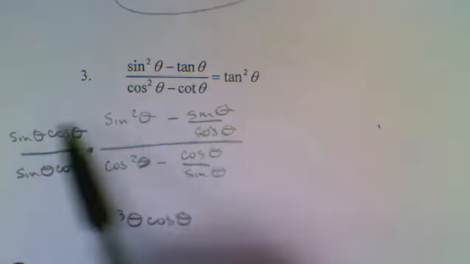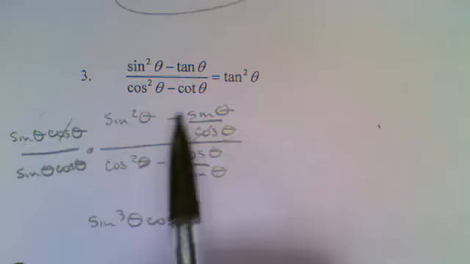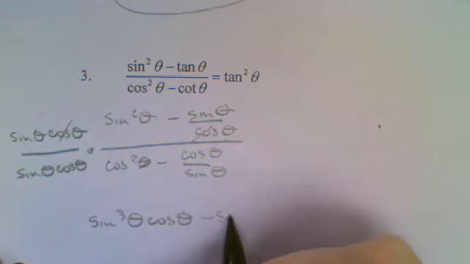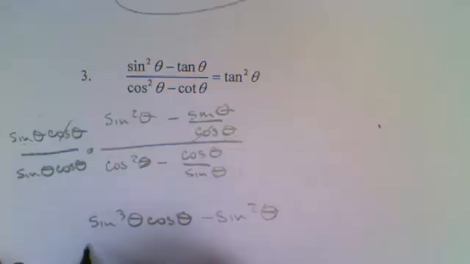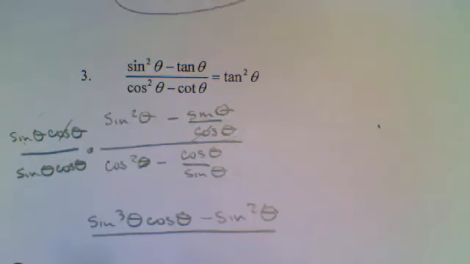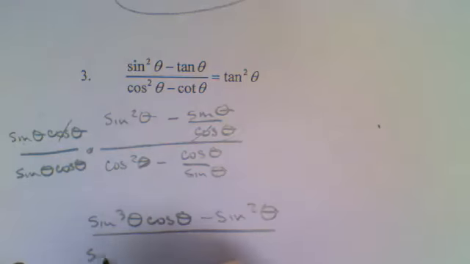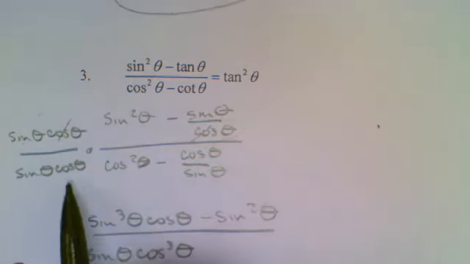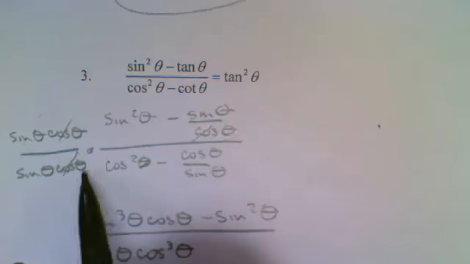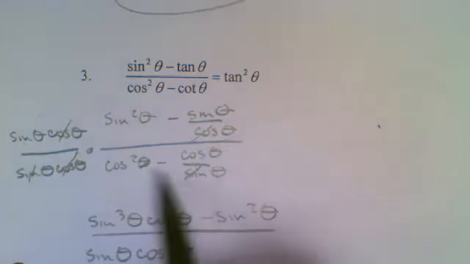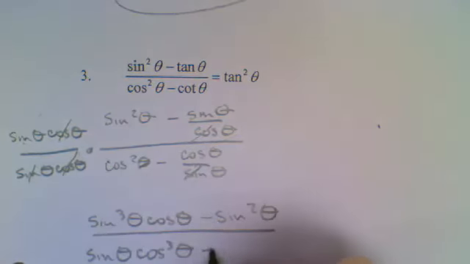Second one, the cosine will drop out, so I'm going to be left with sine times sine, which is sine squared. All right, in the denominator, sine times cosine cubed. And the cosines will drop out, or no, excuse me, the sines will drop out, and I'll be left with minus cosine squared.